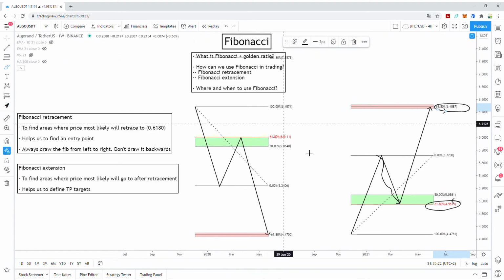So I hope this made sense. Maybe in the beginning it is a little bit difficult to understand, but just watch it back, and I will now move on to where and when to use the Fibonacci, and I will use charts. So I hope that makes a little bit more sense and it helps you to understand it a little bit better. So let's move on to the charts.